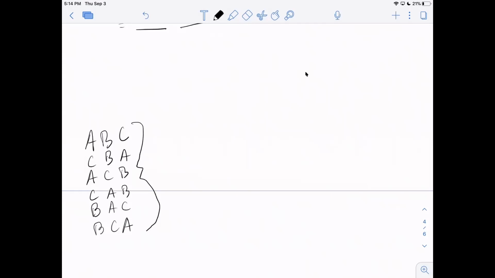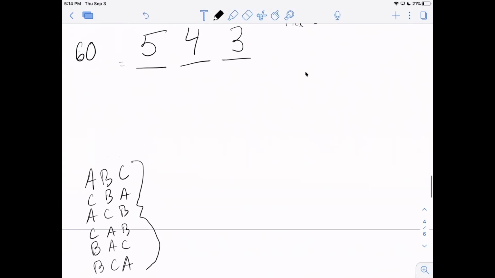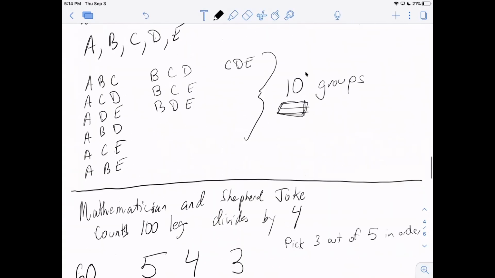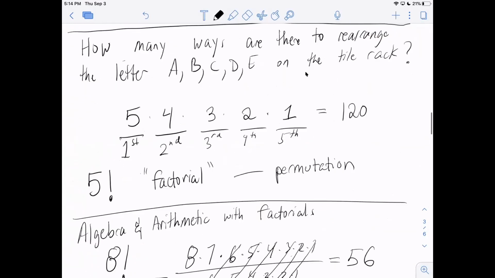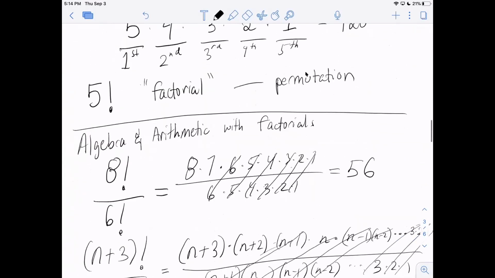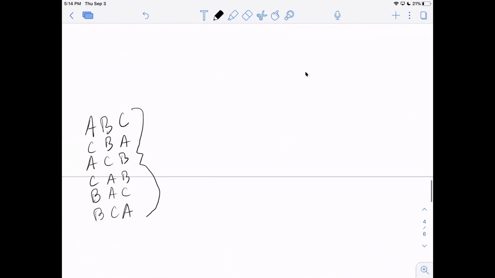And what technique could we use, instead of listing them out, to know ahead of time that this will be 6? Where does this come from? You could use the tree, right? The tree, or also this is just the rearrangements of 3 letters. The number of ways there are to rearrange 3 letters, we have a tool for that. That's just factorial. So Alice, Bob, Cindy can be arranged in 6 different ways, which is 3 factorial.